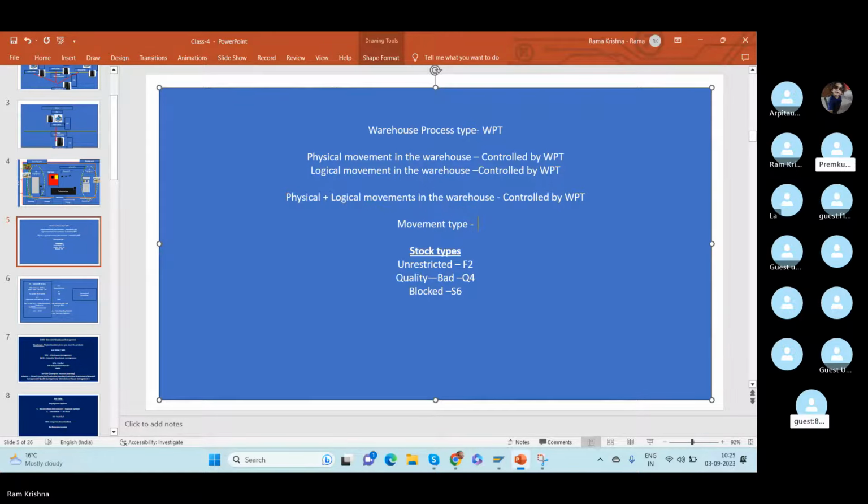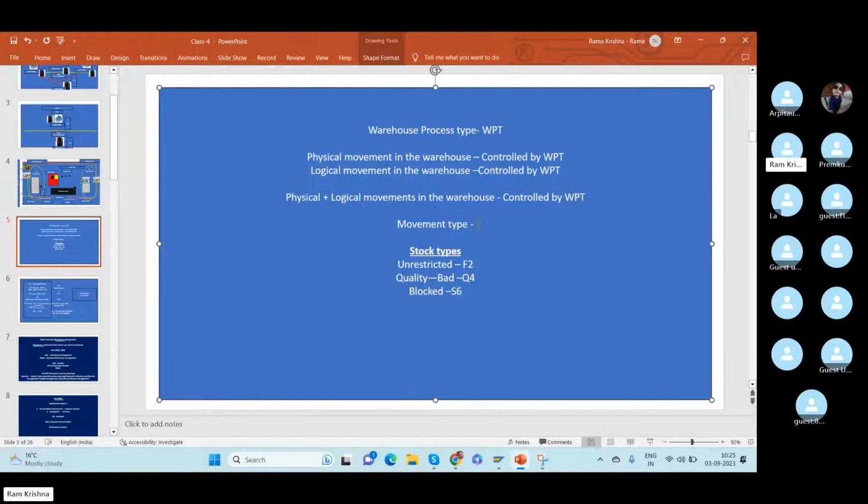Movement type is a 3-digit code. Based on the movement type, the goods movements are controlled. For example, 101 means goods receipt for a purchase order. A 3-digit numeric code.